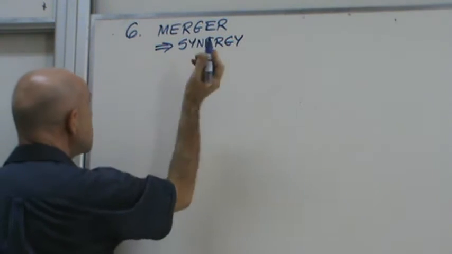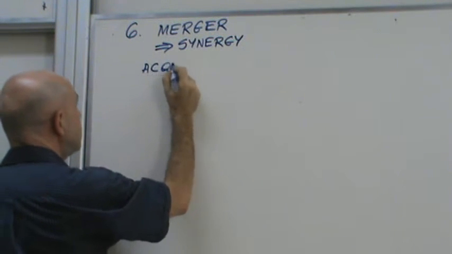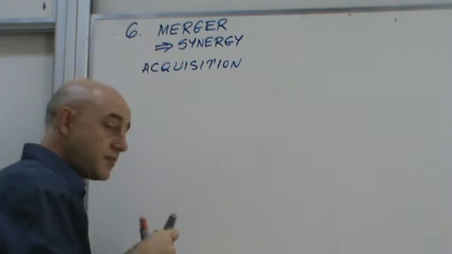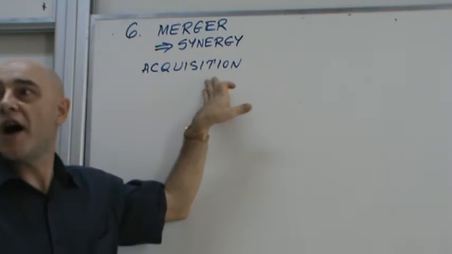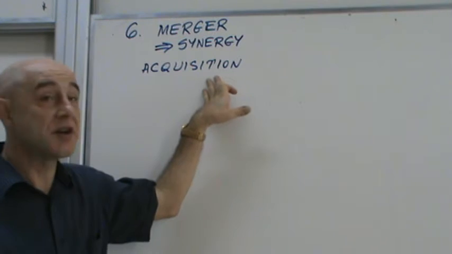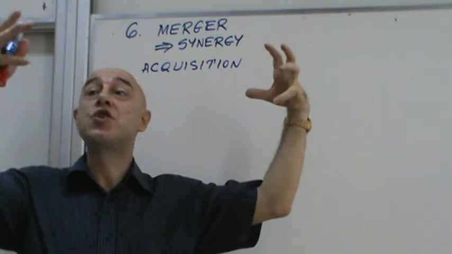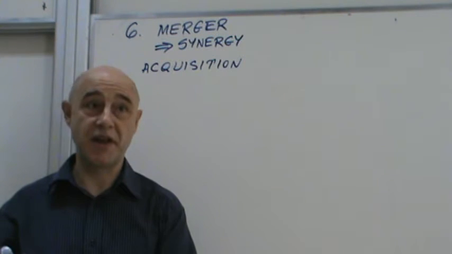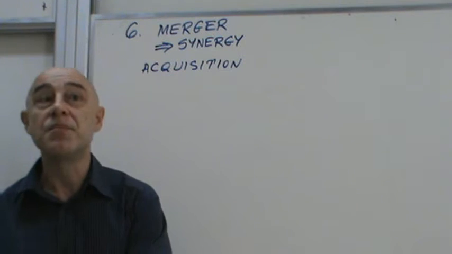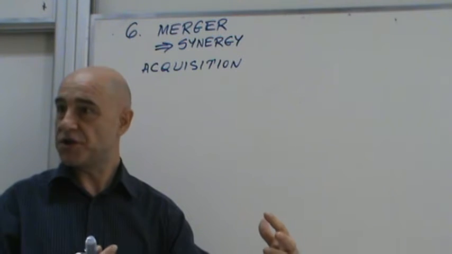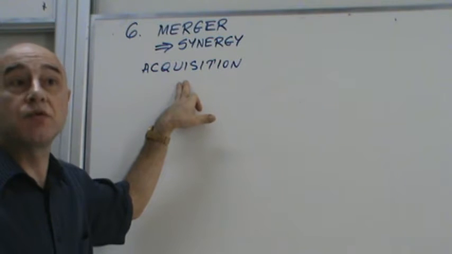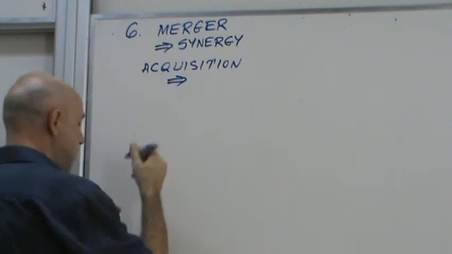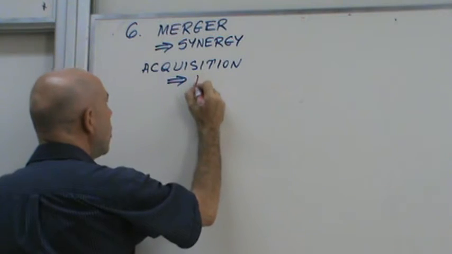In an acquisition, one company acquires another company. In other words, in an acquisition, one company is dominant, and the other company is subordinated. And the second company becomes part of the first company. That's an acquisition. And an acquisition could come in the form of a takeover.